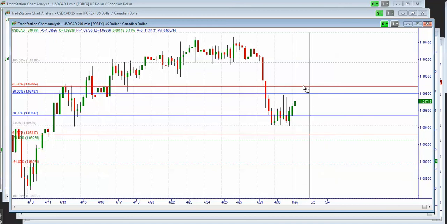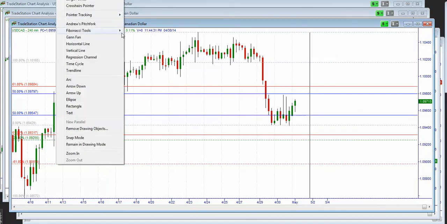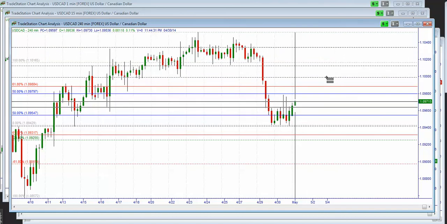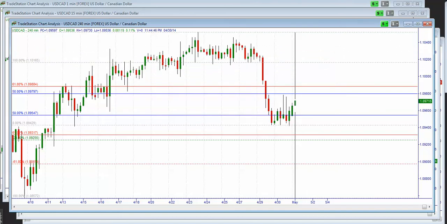Or otherwise, if it breaks and retraces, it's good to go there and wait for maybe a retracement, whatever is going to be the high. We're going to wait for a retracement there.